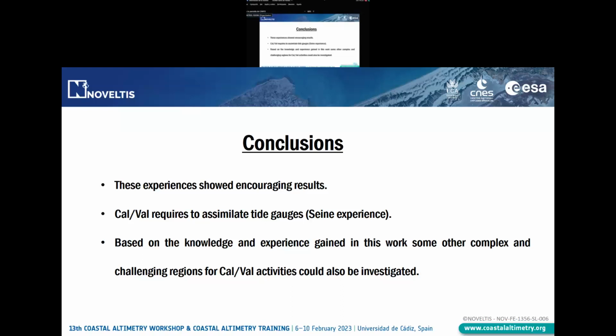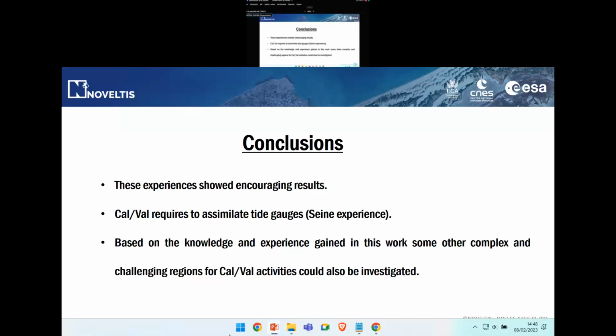Based on our results and the experience gained in this work, we are ready to attack another region for the CalVal activities. Of course, the model outputs and the data are ready to start to play with, compare, and correct the high resolution altimetry data in this region.